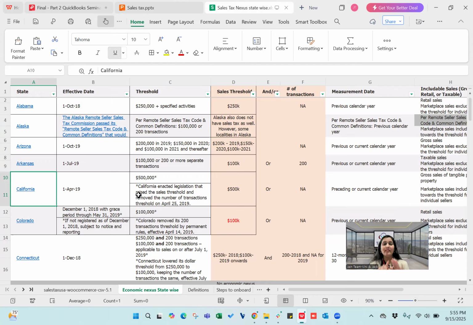Suppose you have a sale; from the date the business has started, you will calculate the sales done in the California state. You meet either 500,000 in sales or a number of transactions, which is not applicable here. So it means once you reach and trigger the 500K as your money coming in, then you are liable to pay and collect sales taxes in California. So that's when we will go and register in California, collect the sales taxes, and then pay it.